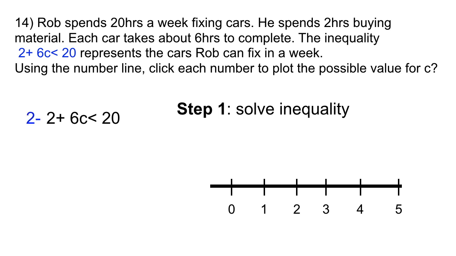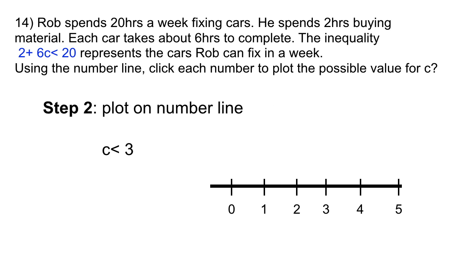So from the left side, that is going to cancel out, right? And then from the right side, 20 minus 2, so you end up with 6c less than 18. And now, how do you get rid of that 6? Well, you would have to divide by 6, right? So you divide both sides by 6, and that gives you c less than 3. So that was step 1.